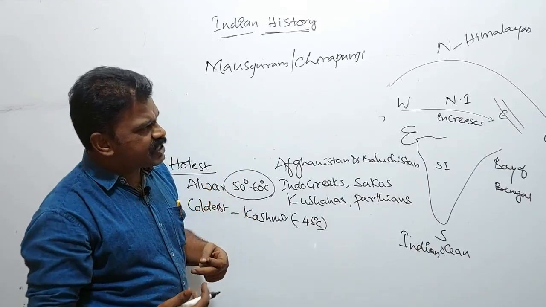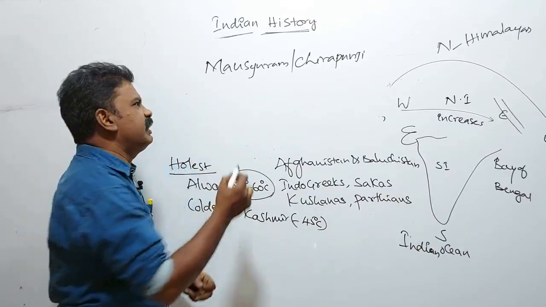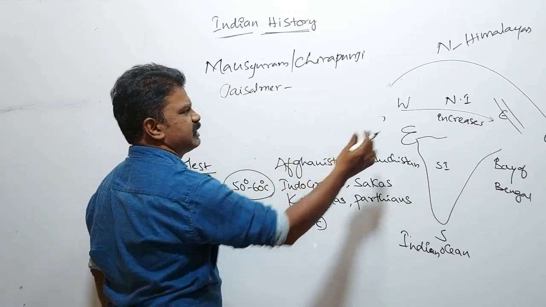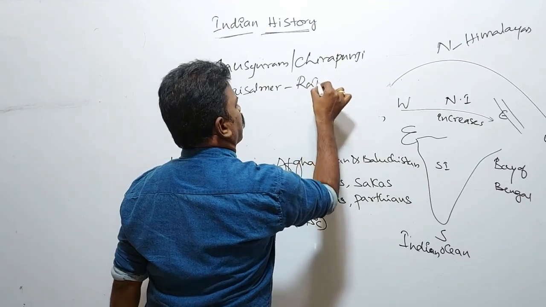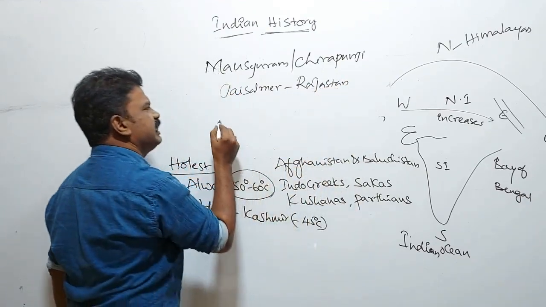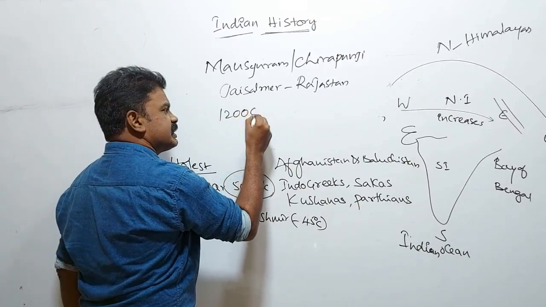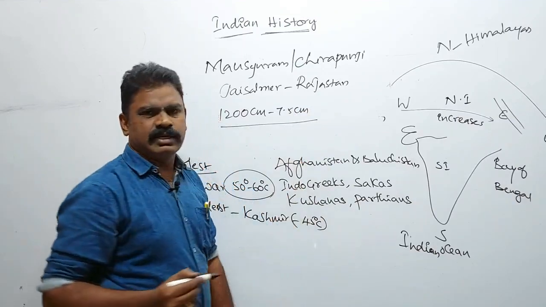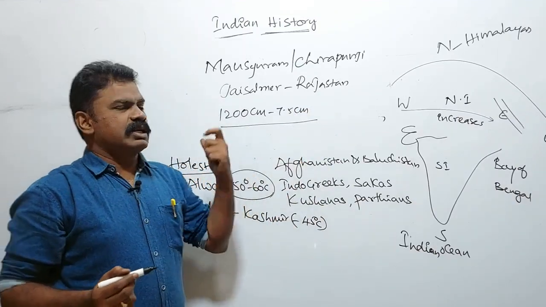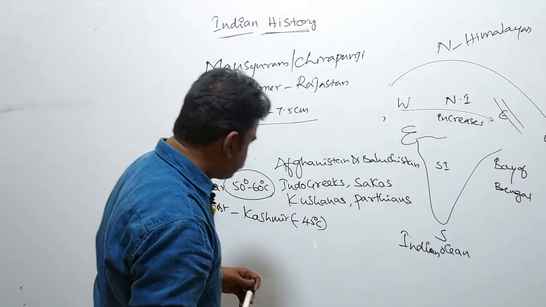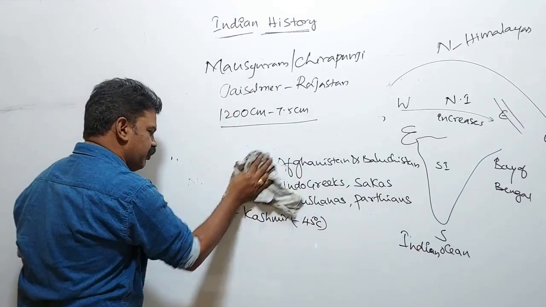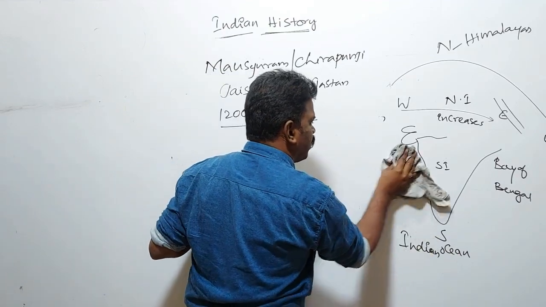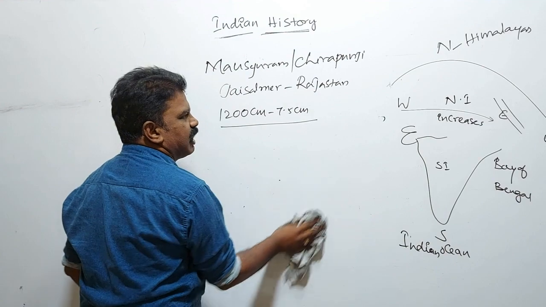Next, the lowest rainfall receiving area in India is Jaisalmer, that is in Rajasthan. Totally, India receives from 1200 centimeters to 7.5 centimeters of rainfall. The world's record rainfall areas can be found in India. So India has different characters, lowest and highest.